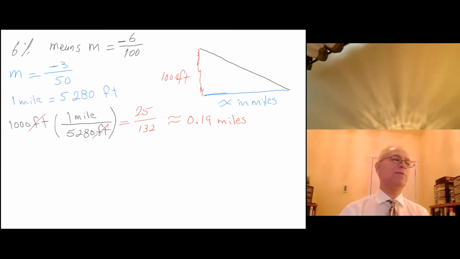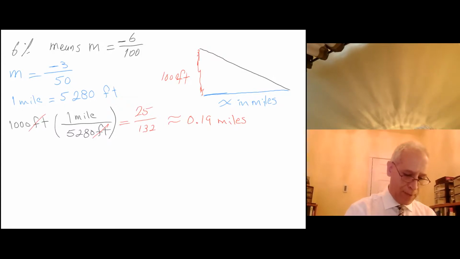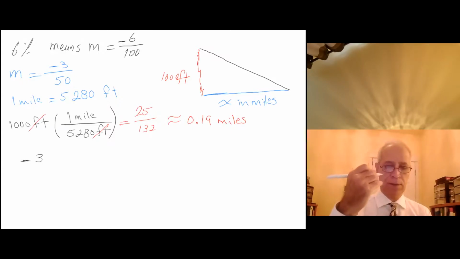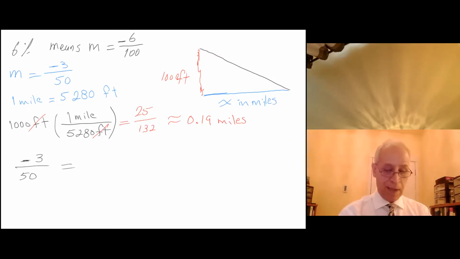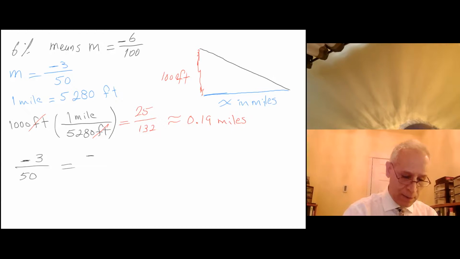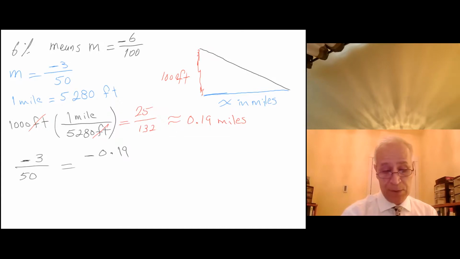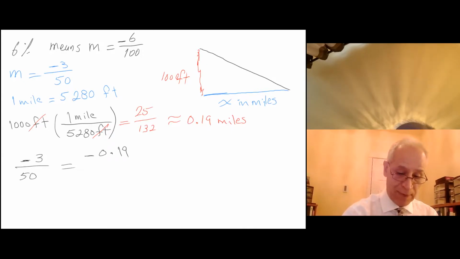Now, how can I use my slope? I can say that if I go 3 units down per 50 units to the right, and if I have gone 0.19 down, remember, I'm keeping this 0.19 as negative because it's descending, it's going down. So if I've gone down that much, how much have I moved to the right?